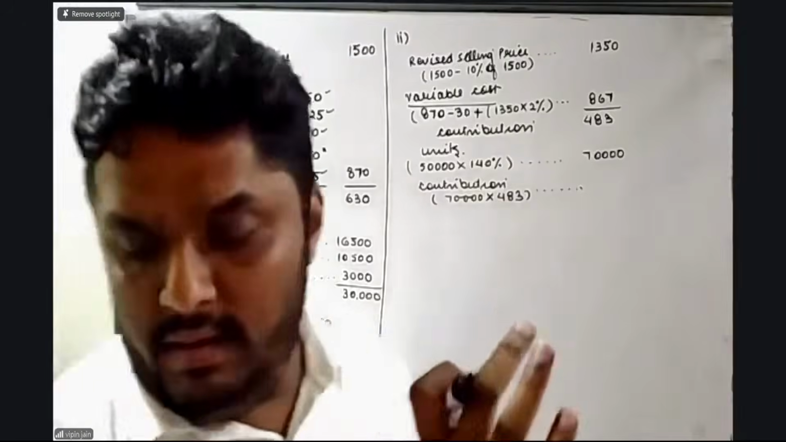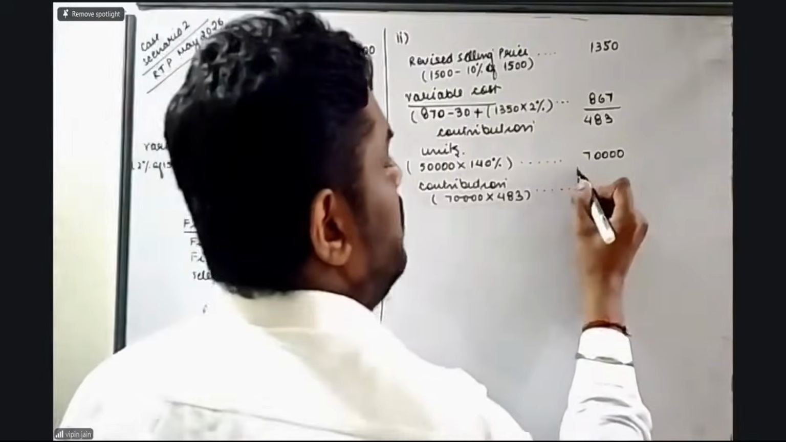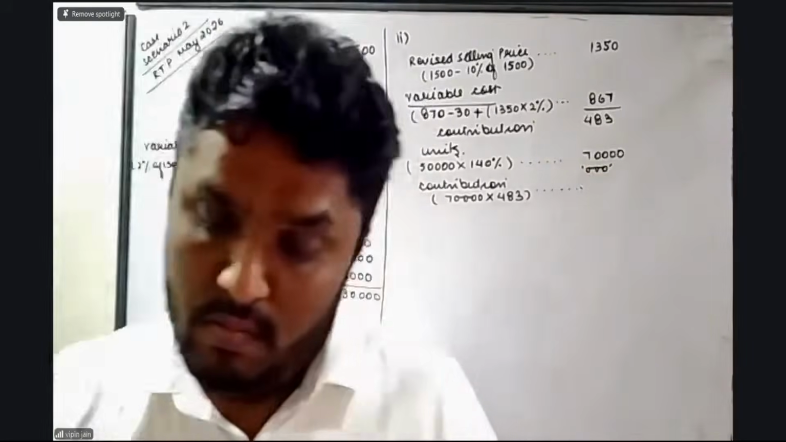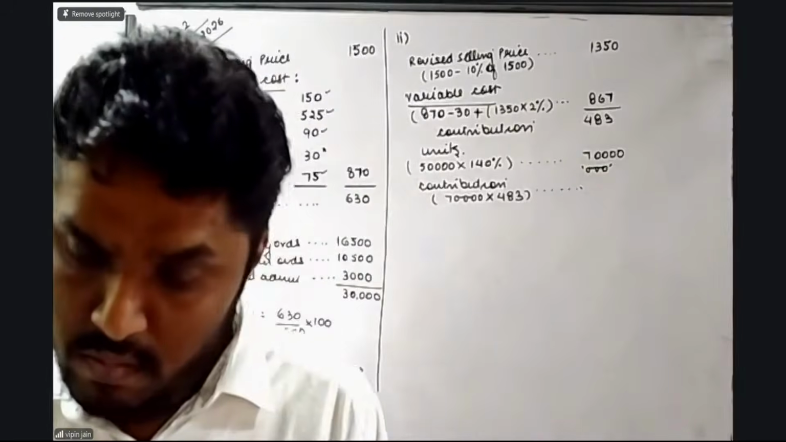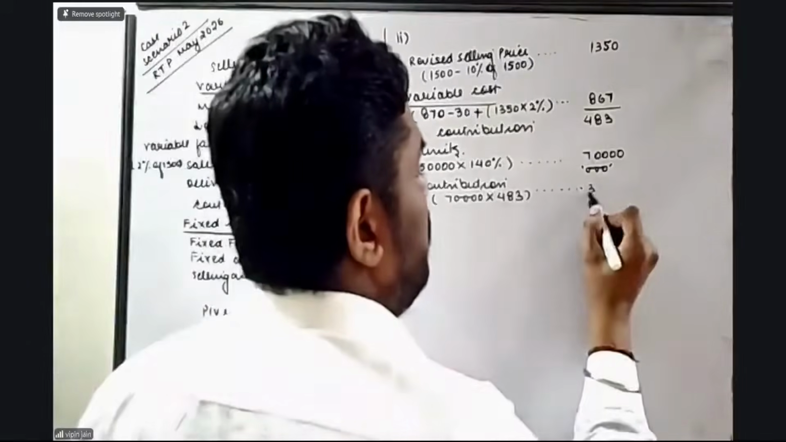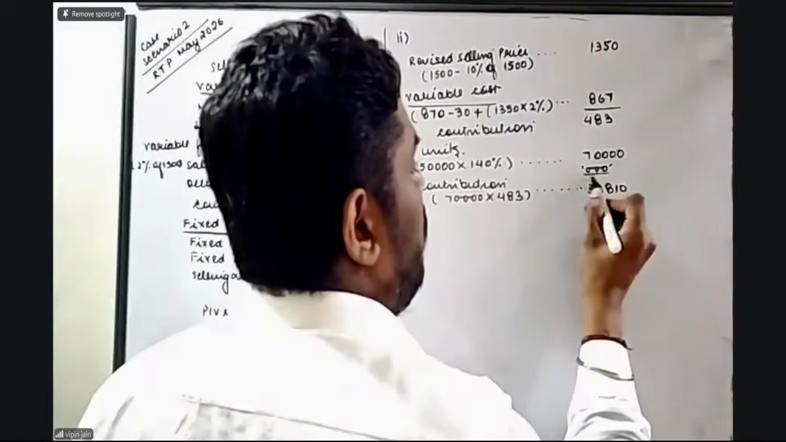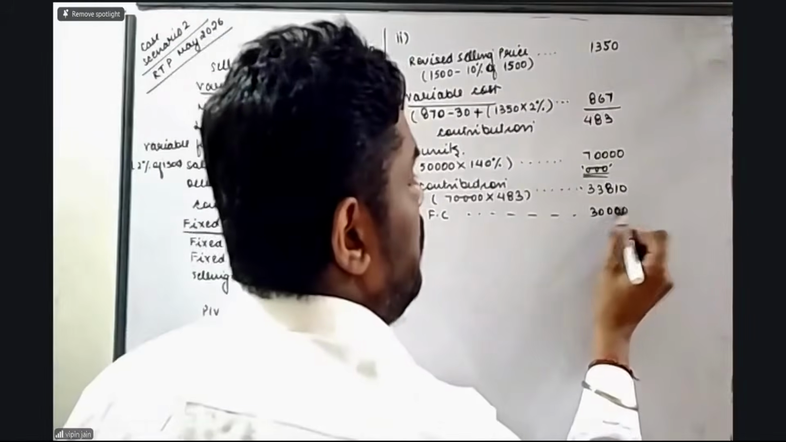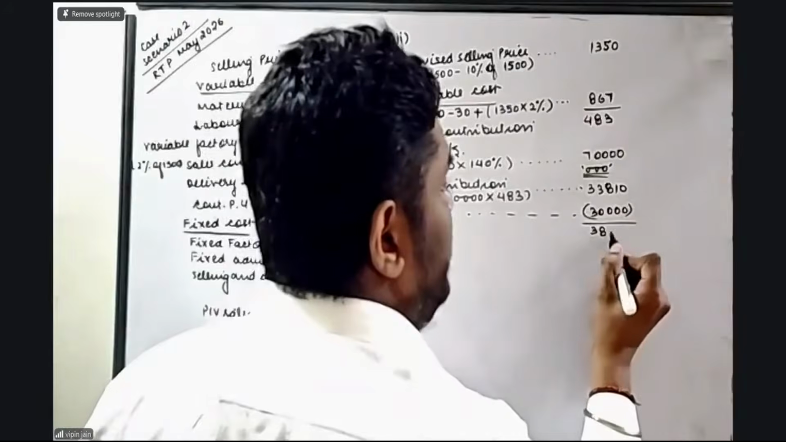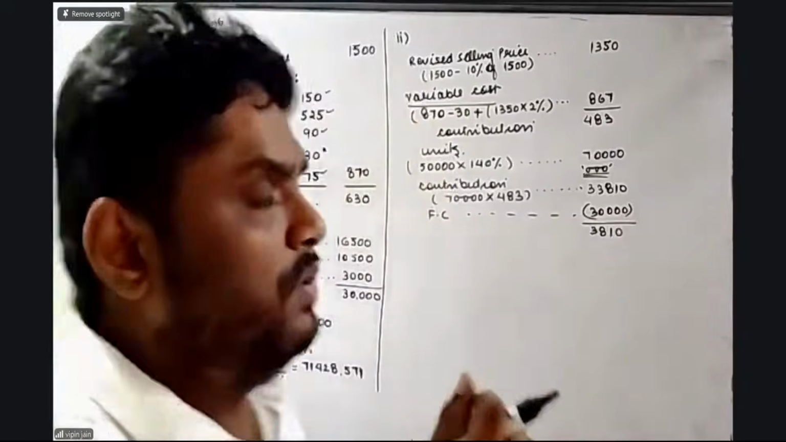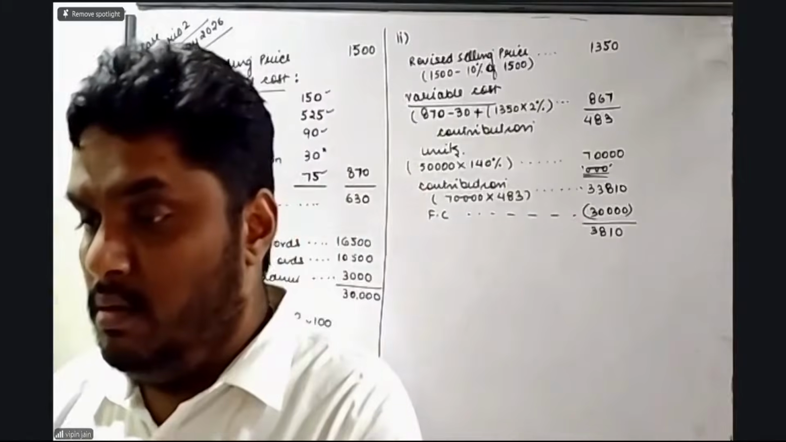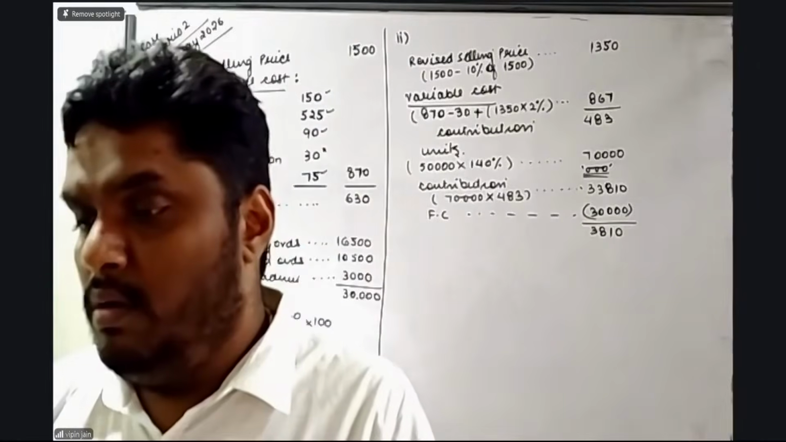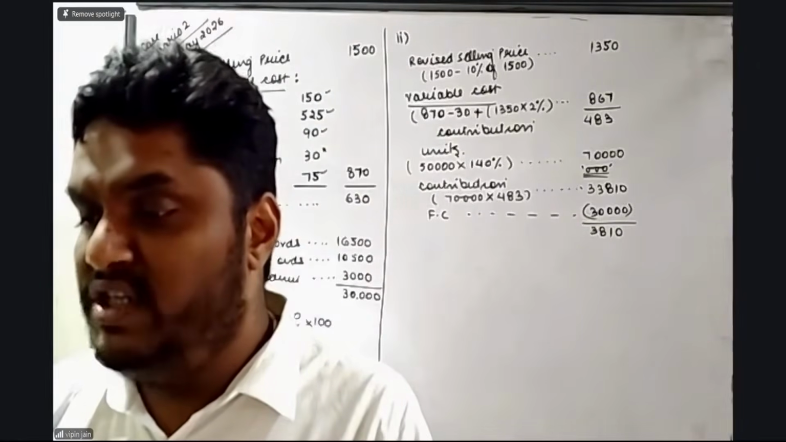I'm just writing it in thousands only, figures in thousands only. So 33,810. My fixed cost is how much? 30,000. So 3810 triple zero, so 38 lakh 10,000. So second question is done.